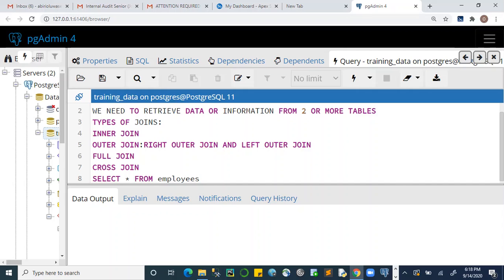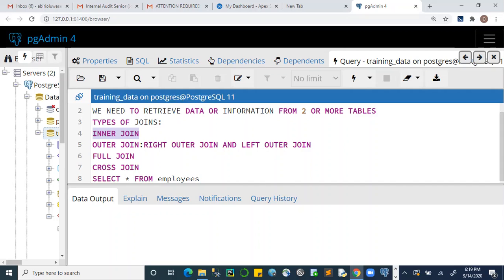Okay, so the takeaway from this tutorial is for you to know what joins are, why we use them, and the different types of joins that we have. In the next tutorial, we're going to start looking at each type of join that we have. I will go into details about each type of join. So in the next one, we're going to be looking at inner join and how to apply it.